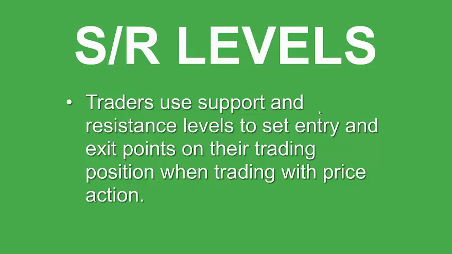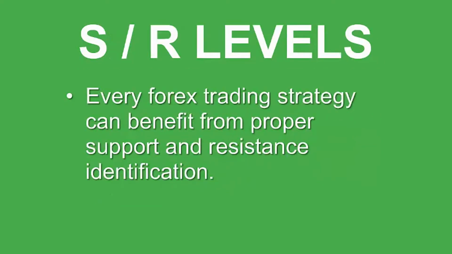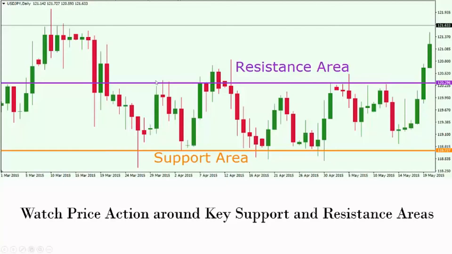Traders use support and resistance levels as well to set entry and exit points on their trading positions when trading with price action. This is important because support and resistance levels transform: by the time the support is broken, it becomes resistance, and by the time resistance is broken, it becomes support. Every Forex trading strategy can benefit from proper identification of support and resistance levels. Let's take this one for example.